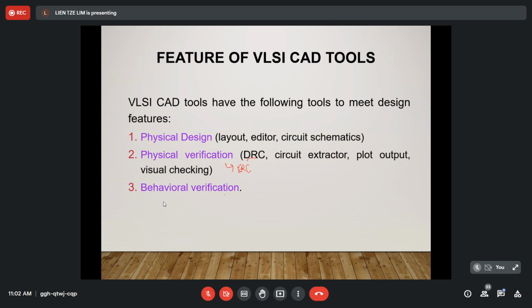Some of the tools here can actually convert the layout designs to programming form. The programming form, what I mean here, is the VHDL code. It is in code form. After we design logic gates in schematic or layout, some of the VLSI CAD tools can convert it to VHDL code to describe its behavior. Then we can verify the behavior of the circuit using the tools.